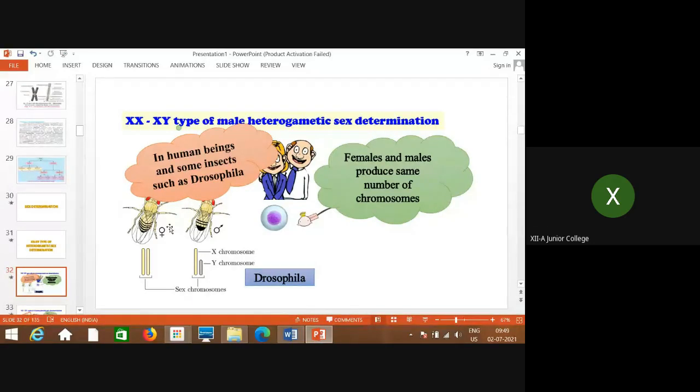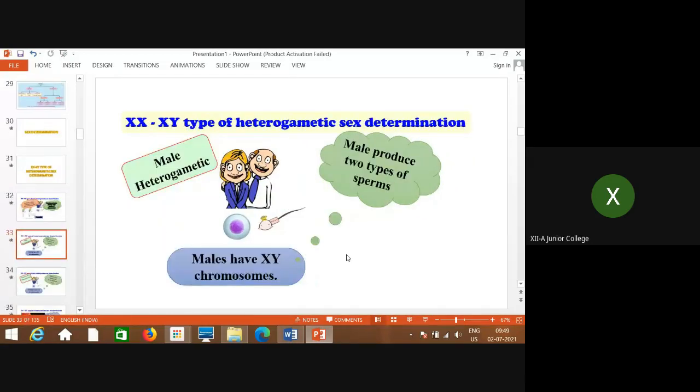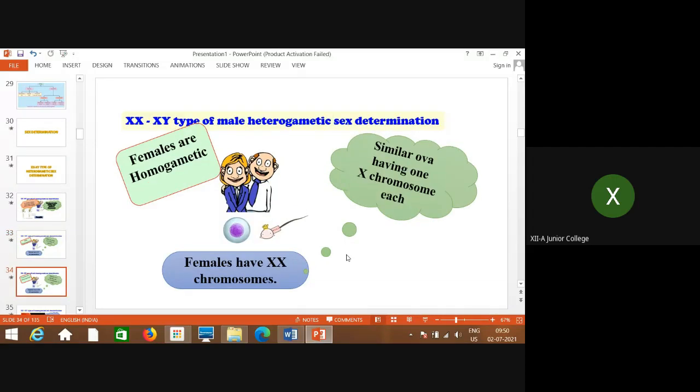That means gametes in females are similar, and in males the gametes are different. In females, both sex chromosomes are XX, whereas in males, one is X and the other is Y. This is what is called the heterogametic condition, or XX-XY type of heterogametic sex determination in human beings. Males are heterogametic because they have X and Y, two different types of chromosomes, and produce two types of sperms. Females are homogametic as they produce only one type of ova, each with an X chromosome.